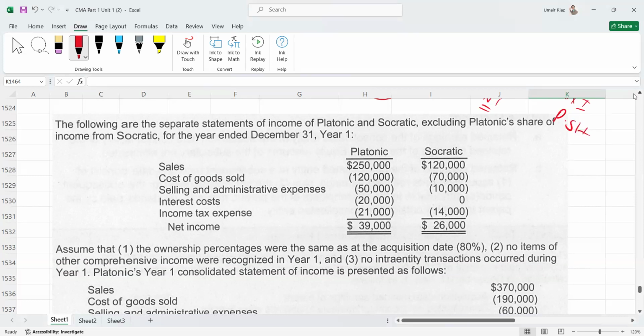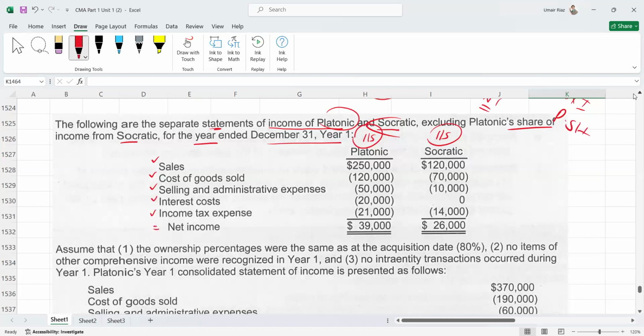The following are separate statements of income of P and S. P stands for parent, and S is the subsidiary company. So we have an income statement for both, right? These exclude P's share of income from S for the year ended 31st December year one. These are the individual income statements of parent and subsidiary, with information on sales, cost of goods sold, selling and administration expenses, interest expenses, income tax expense, and net income.